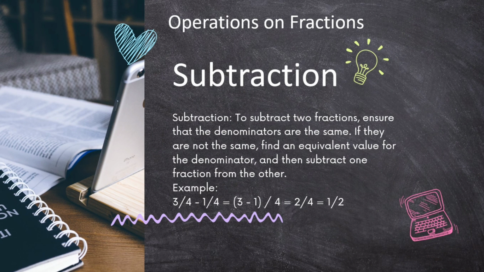Subtraction. To subtract two fractions, ensure that the denominators are the same. If they are not the same, find an equivalent value for the denominator and then subtract one fraction from the other. Example is this.